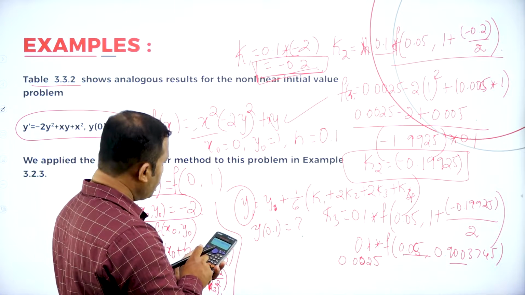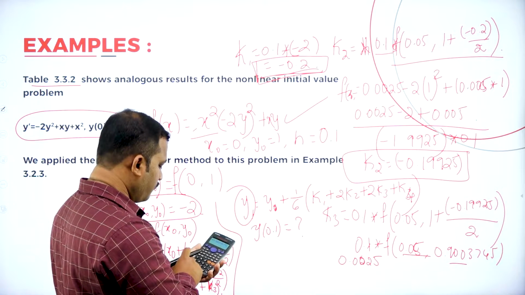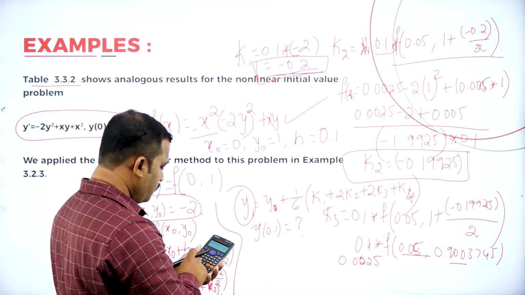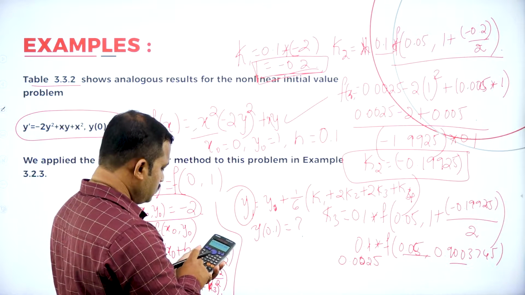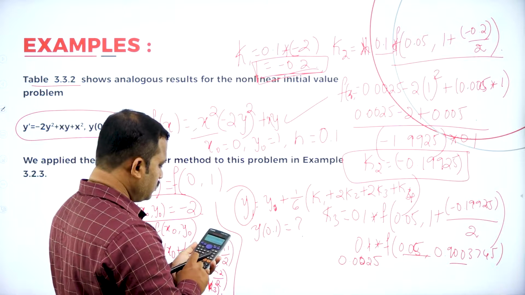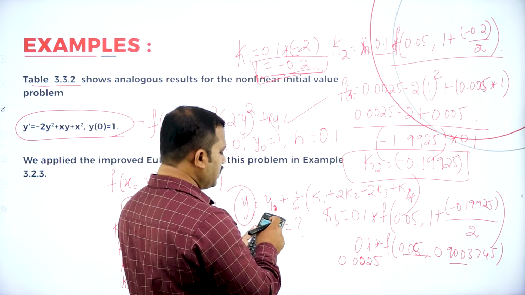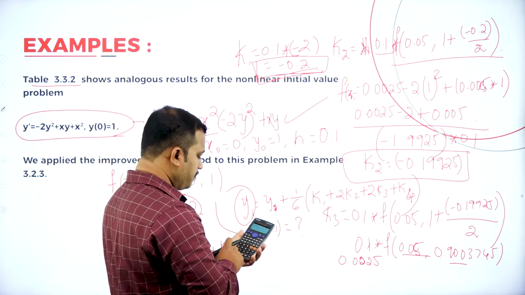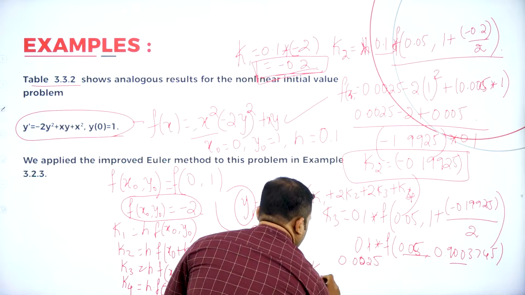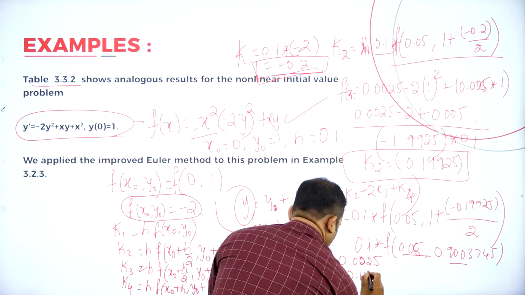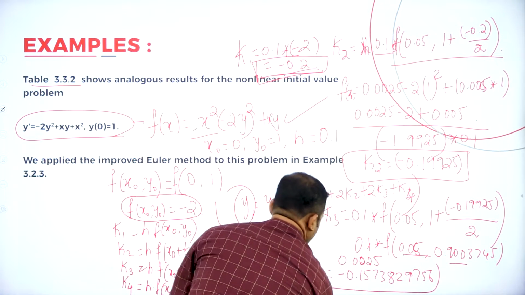0.9003745 whole square plus xy. What is the value of x? That is 0.05 into y. That is 0.9003745, which is equal to this minus 1.573829756. That has to be multiplied by 0.1. So the value of this is what? K3 is equal to minus 0.15738299756. That is the value of K3.